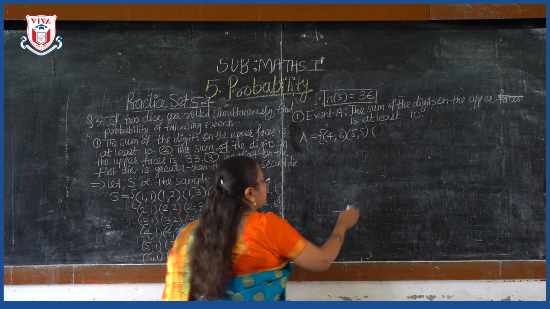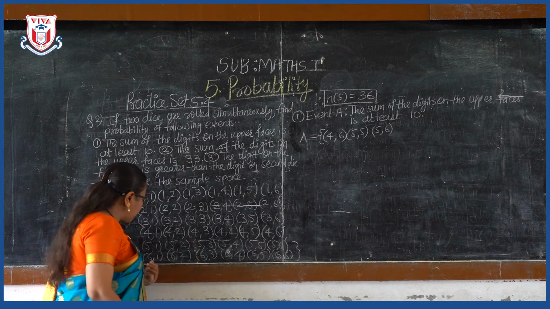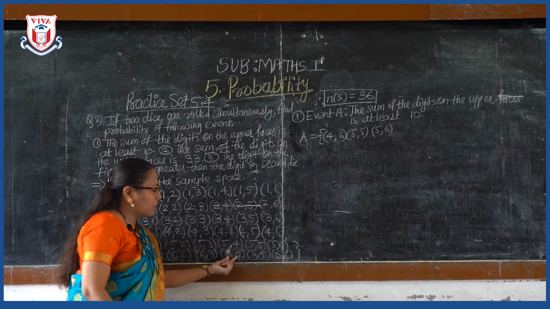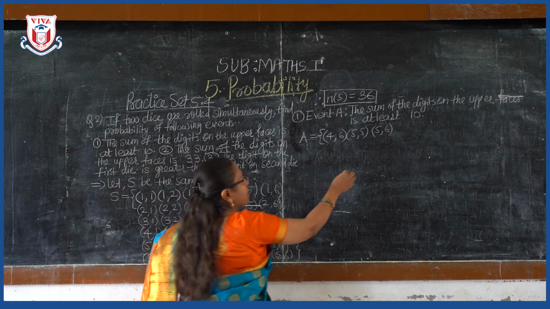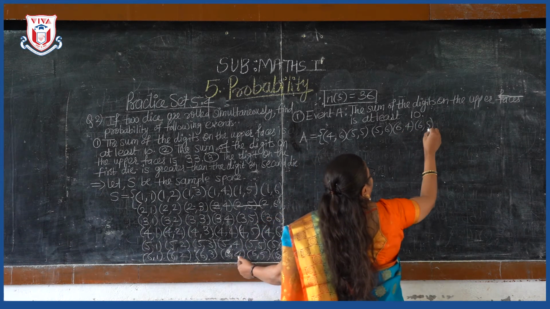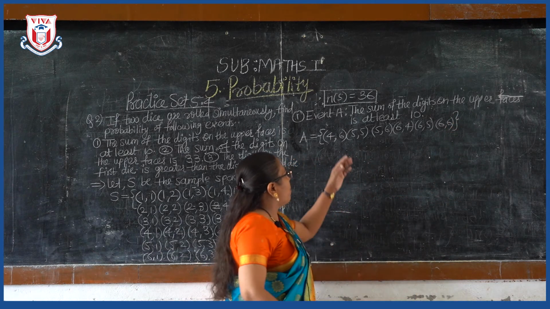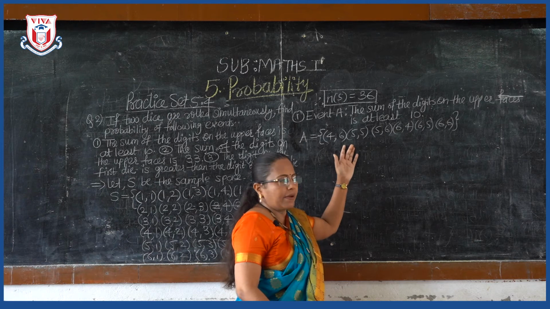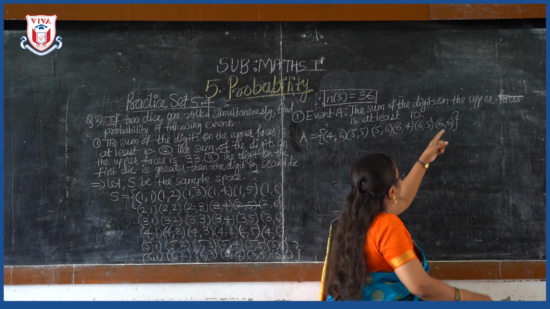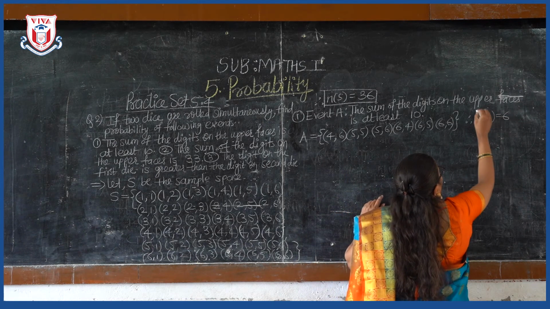Next result 5 6. Now 6 plus 1, 7, 6 plus 2, 8, 6 plus 3, 9. This we can't take. 6 plus 4, 10. 6 4, 6 5 and 6 6. So these are the possible outcomes for this event. So n of A equal to 1 2 3 4 5 6. Therefore n of A is equal to 6.